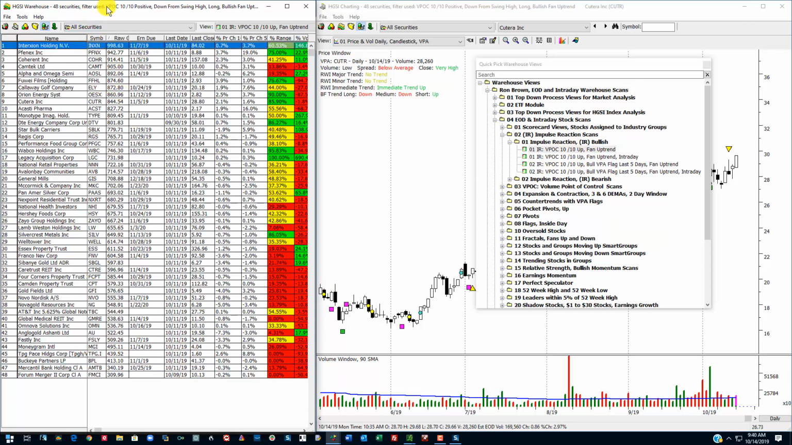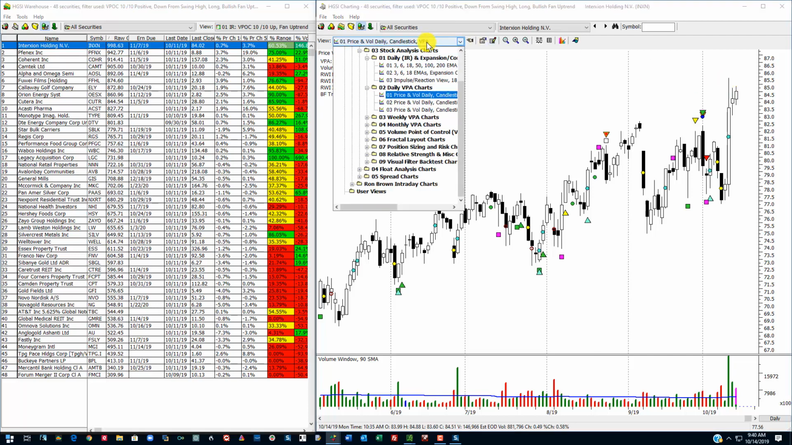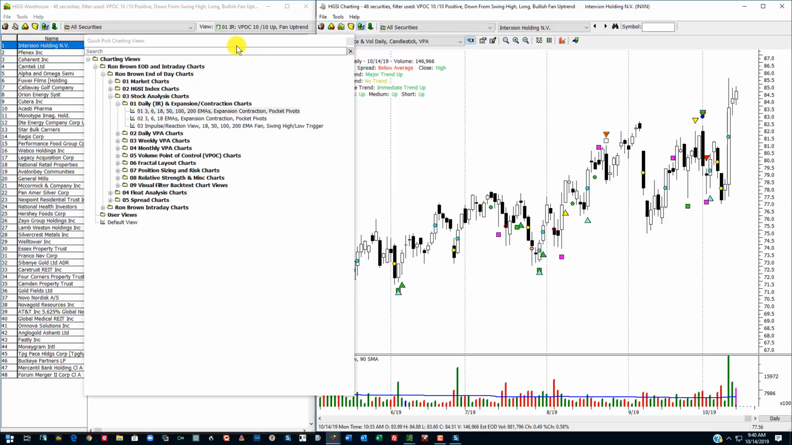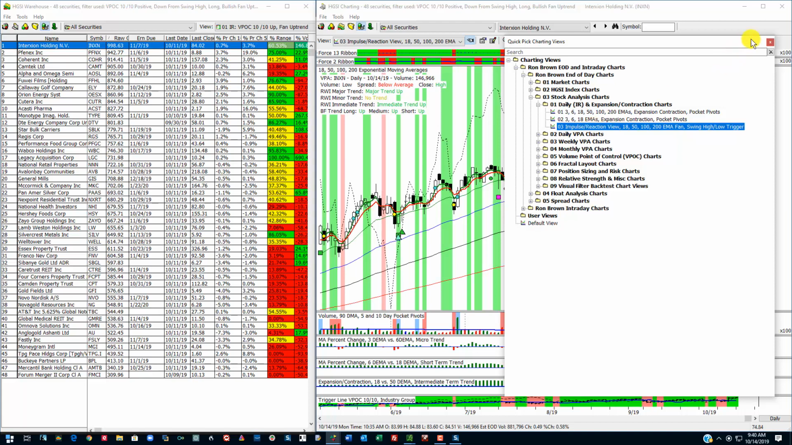You can see that there are only 48 securities, and I'm in the all securities folder. I'm going to click on the first stock here, and you can see that this stock is kind of loose and choppy, and it's pulled back from a recent high. Now, to really illustrate this, I'm going to go into a different chart. I'll bring up the quick pick so you can see where this is. It's under folder number 3, and it would be chart number 3.